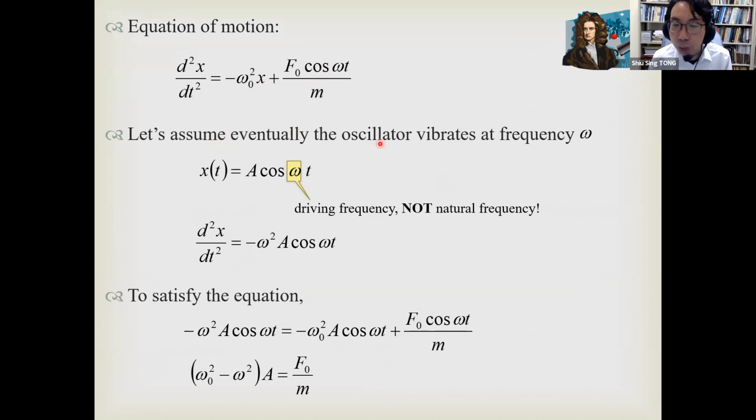Now, let's assume a solution. Again, we don't find a general method to solve the equation, but we can solve that equation by trial and error. We have a trial solution. Okay, and we assume a trial solution in this form: a cosine omega t. Now, you should notice that I assume that eventually, somehow, the oscillator vibrates at the frequency of the driving force. It follows the driving force.